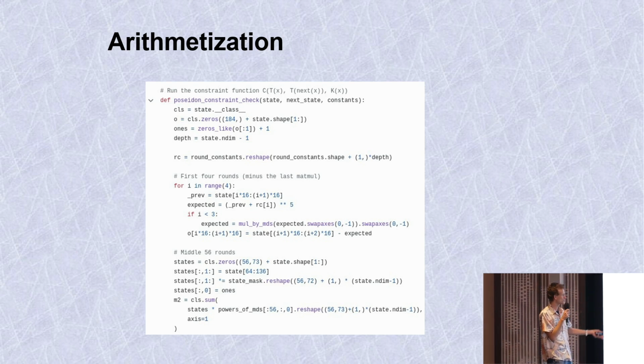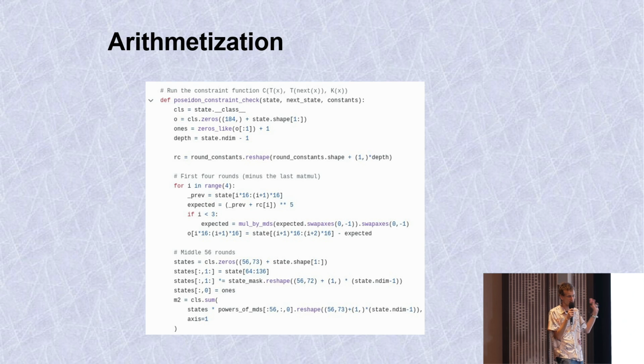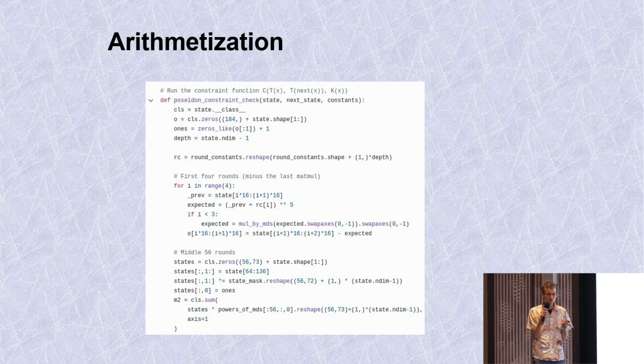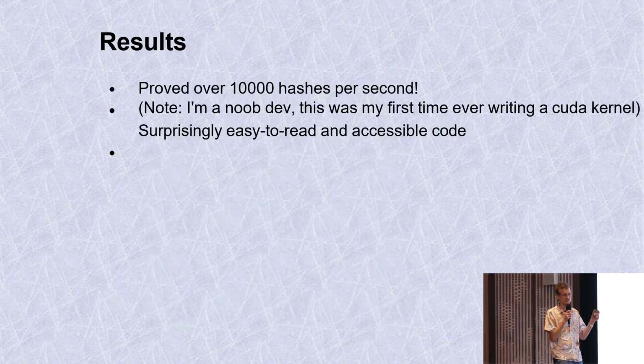The arithmetization itself is only something like 50 or 60 lines of Python, and you can find this in the GitHub Ethereum research repo and read it yourself. And it's surprisingly not scary and not hard at all, right? So, results: proved over 10,000 hashes a second.